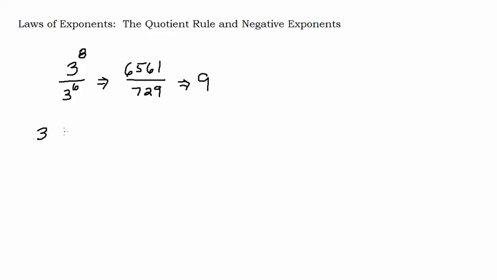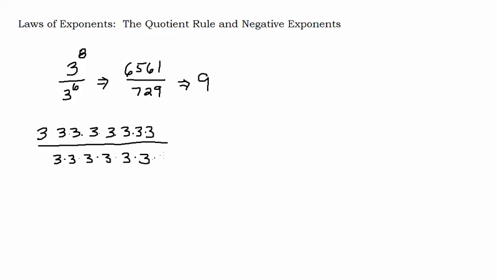Well, 3 to the 8th power means 3 times itself 8 times. 5, 6, 7, 8. Multiply all these together. And of course, 3 to the 6th power, oops, I almost crossed out all my 3's. Let's actually make that a little nicer. Divided by 3 times 3 times 3, 6 times. Alright, so if we think about reducing fractions, we know that we can cancel or reduce. 3 divided by 3 is 1, 3 divided by 3 is 1, and so on. And it turns out we can cancel 6 3's on the top and 6 3's on the bottom.